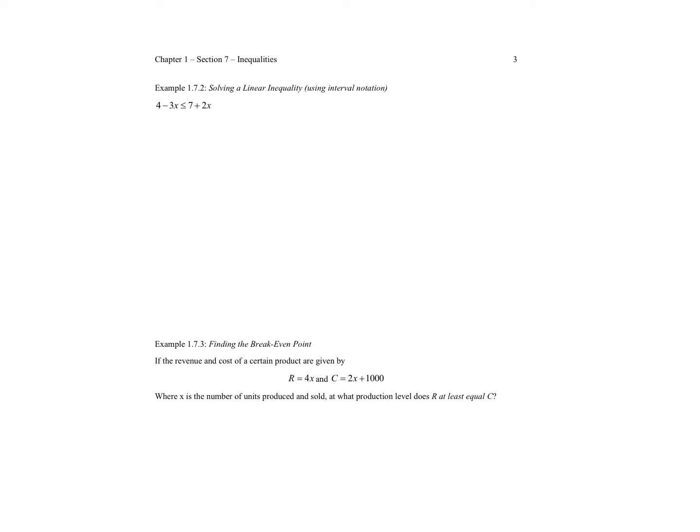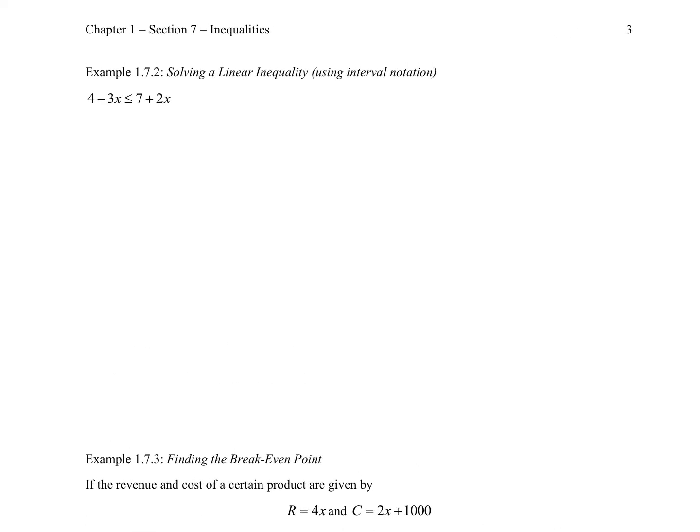So let's try another example. I'm going to draw that red line through my inequality sign, and I'm going to move my 3x to the other side. So on the left, I have 4 less than or equal to 7 plus 5x. I'm going to move that 7 over to the other side. So I get -3 less than or equal to 5x. Divide by a 5 and divide by a 5.